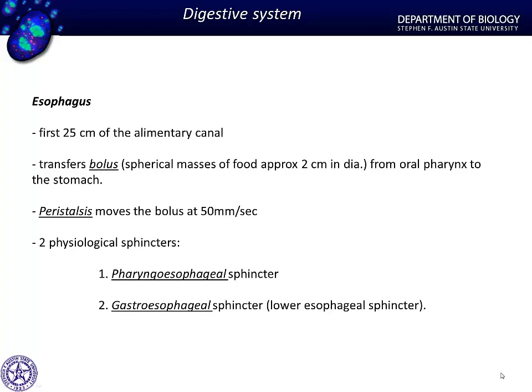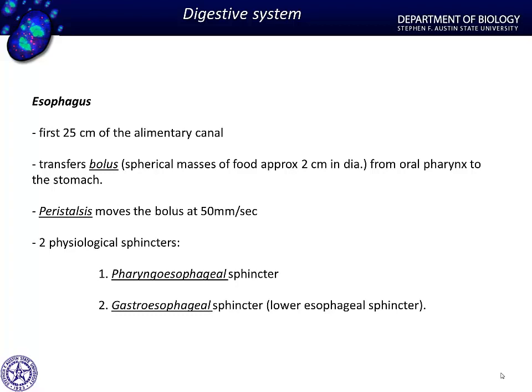And now to the esophagus. We're going to take that generalized plan for the alimentary canal, and we're going to specialize it for whatever region we happen to be in. The esophagus is the first part after we leave the oral cavity, so it's going to represent the first 25 centimeters or so of the alimentary canal.